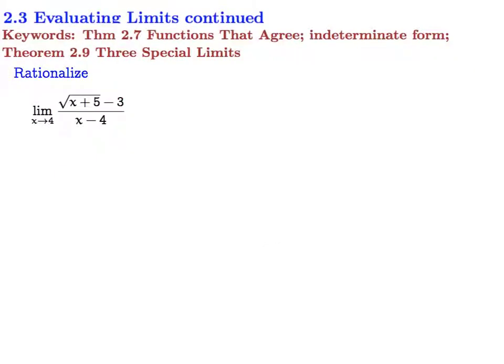Sometimes we can't actually factor, but we do get an indeterminate form, in which case another technique that's useful is called rationalizing. In this case we have the limit as x approaches 4 of the square root of x plus 5 minus 3 all over x minus 4, and what we can see is if we try a direct substitution, we're going to get the square root of 4 plus 5 minus 3 all over 4 minus 4.